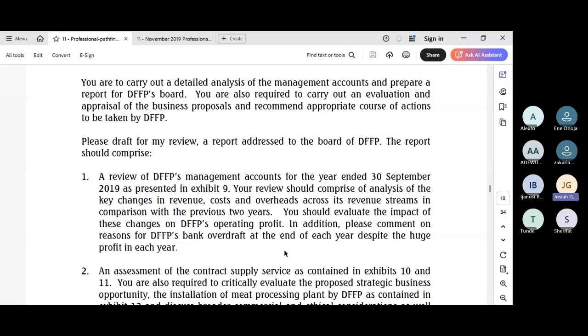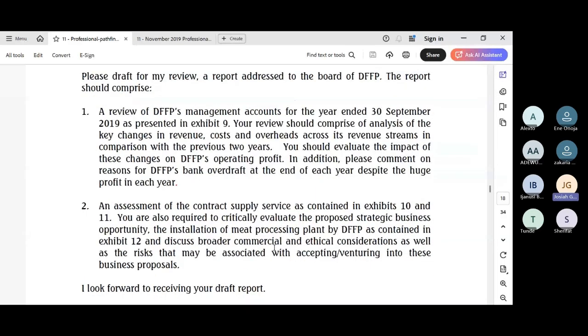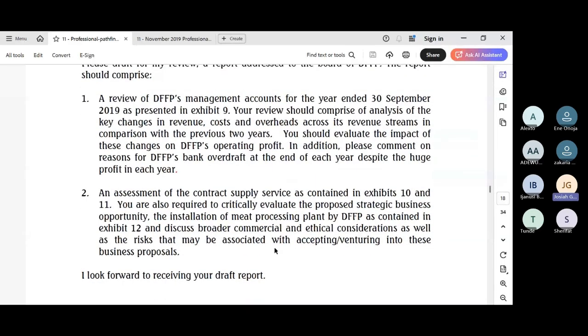In addition, please comment on the reasons for DFP's bank overdraft at the end of each year, despite the huge profit in each year. And number 2, an assessment of the contract supply service as contained in Exhibit 10 and 11. You are also required to critically evaluate the proposed strategic business opportunity, the installation of meat processing plant by DFPP as contained in Exhibit 12, and discuss broader commercial and ethical considerations as well as the risks that may be associated with accepting or venturing into these business proposals.